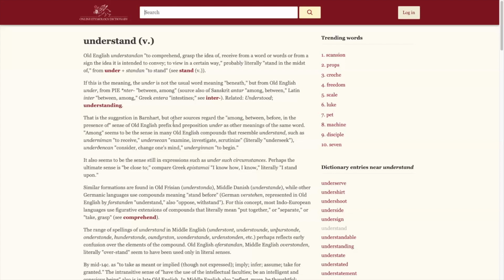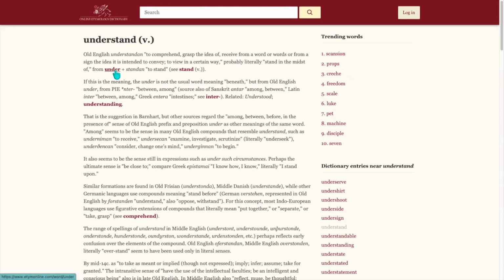So we see here that this word understand originally came to us from Old English. And I don't speak Old English, so I'm not going to try to pronounce that for you. But it meant to comprehend, grasp the idea of, receive from a word or words, or from a sign that the idea is intended to convey, or to view a certain way. Probably literally stand in the midst of. So we see here that it does come from under plus standen, which means to stand. So we are correct in our hypothesis so far.